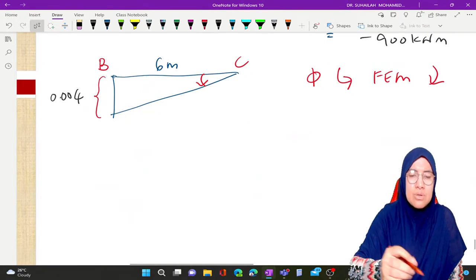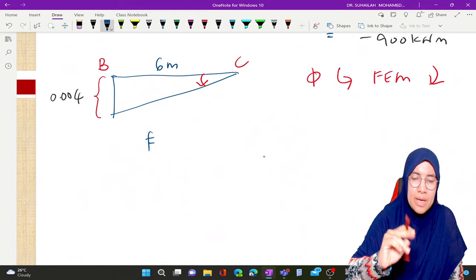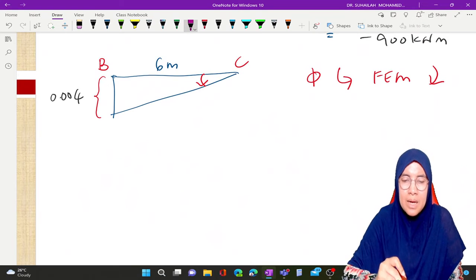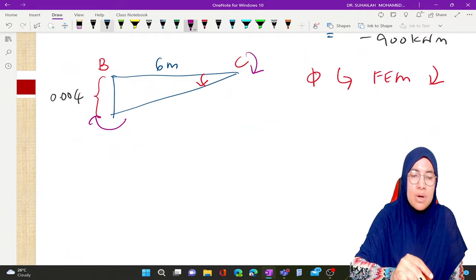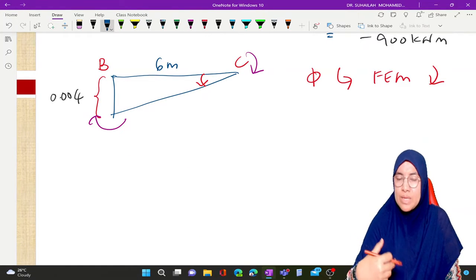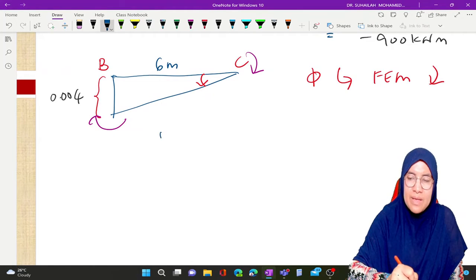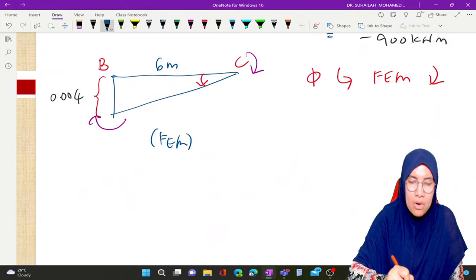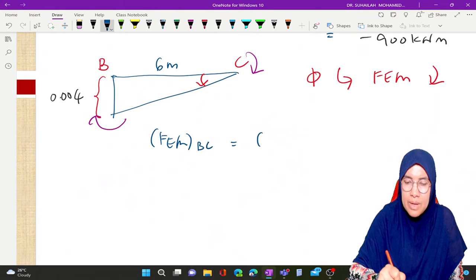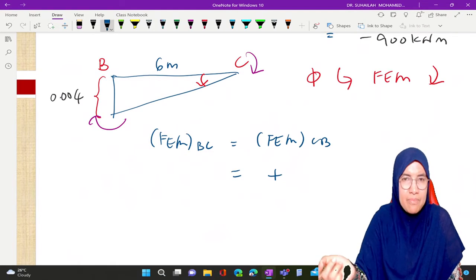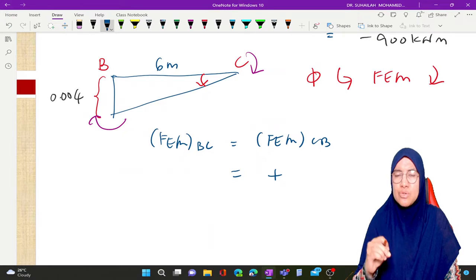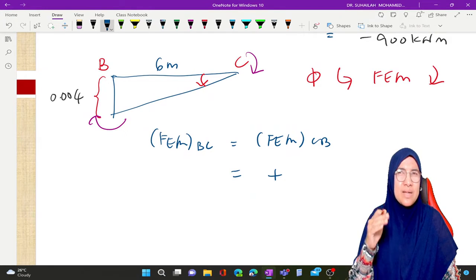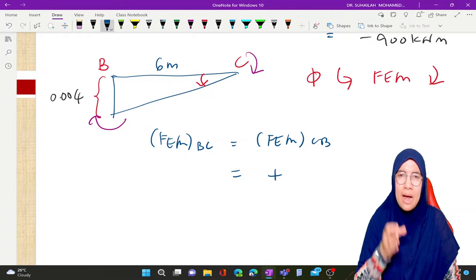Okay, so we calculate FEM. But before that, the angle is negative, so FEM is positive, because for FEM we push back the beam to its original position. So FEM for BC equals FEM for CB, and this is positive, even though C is originally a roller, but I choose to solve by assuming both ends are fixed.